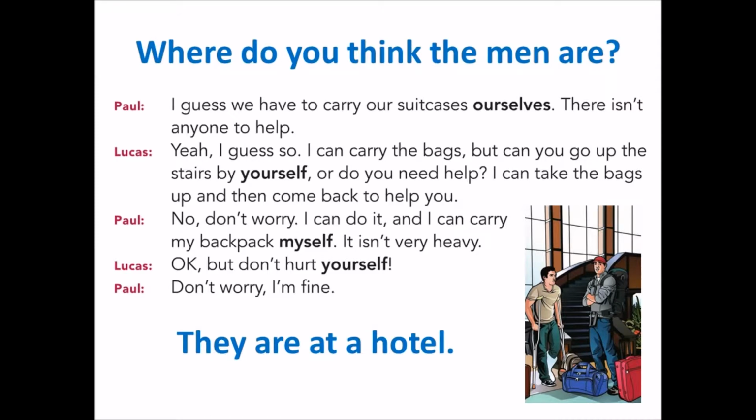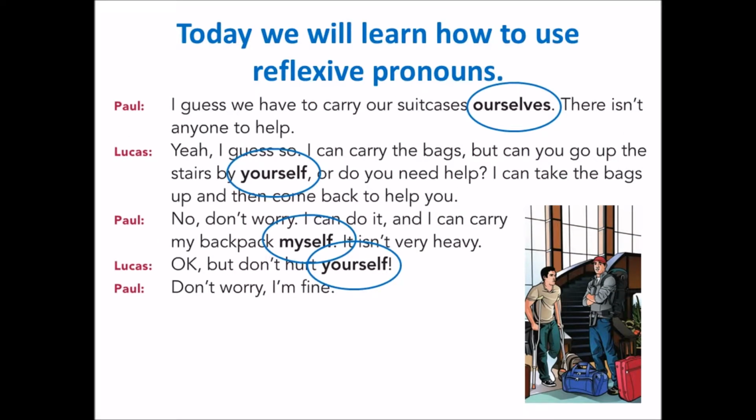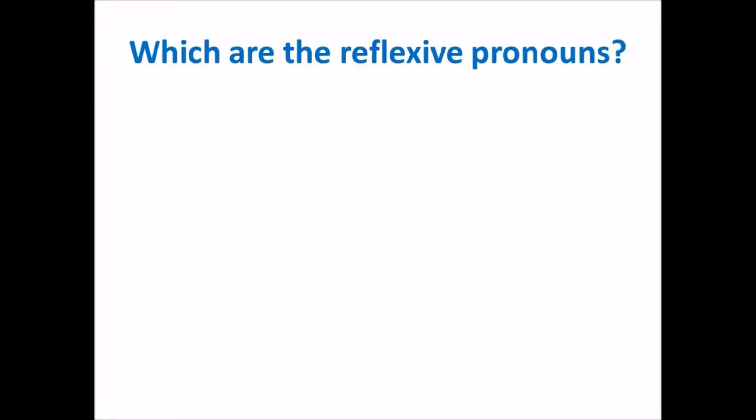The two men are talking at a hotel. You have noticed these words in the conversation: ourselves, yourself, myself, and yourself. These are reflexive pronouns, and today we will learn how to use them. But first, let's see which words we call reflexive pronouns.